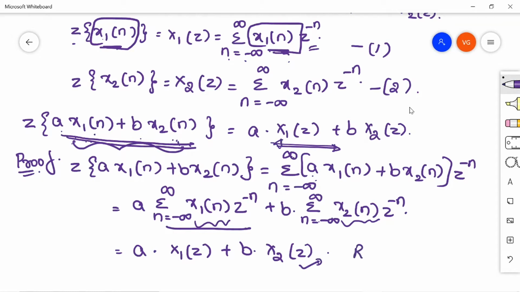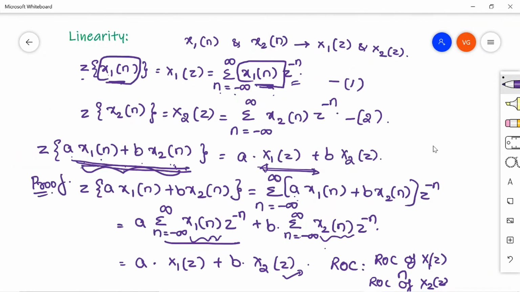So now coming to ROC. ROC is nothing but the intersection of these two signals. That means the ROC of x1 of z intersection ROC of x2 of z will be the common ROC of the combined signal. So this is all about the linearity property and the proof also. Very easily the student can understand with this proof and explanation here.